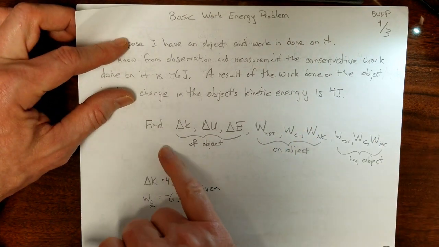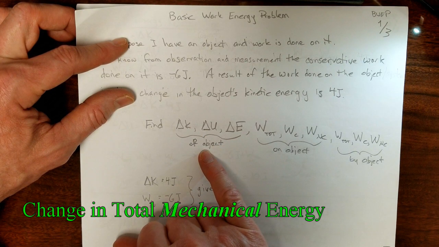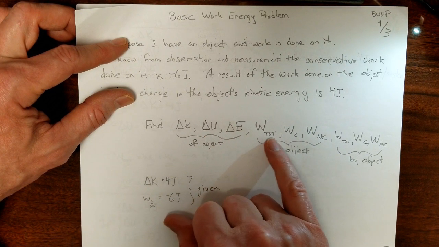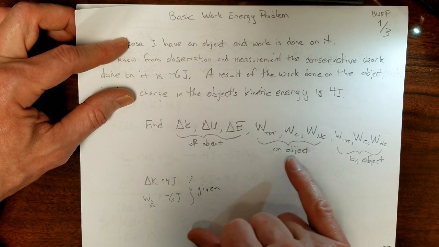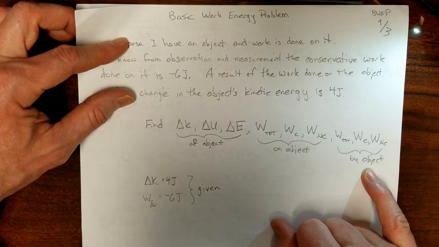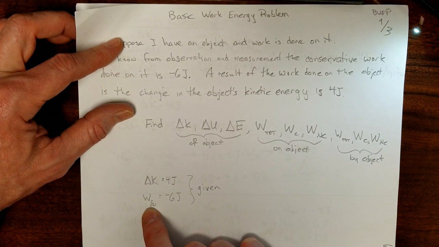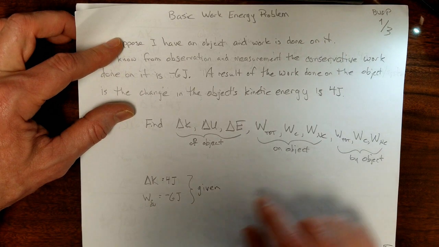So what we're going to do is I want to find the change in kinetic energy, change in potential energy, change in total energy of the object. I want to figure out what is the total work, the conservative work and non-conservative work done on the object, and the total work, conservative work, non-conservative work done by the object. So what we're given here is that the change in kinetic energy is 4 joules and that conservative work done on the object is -6 joules.